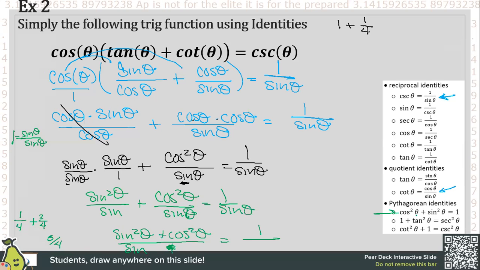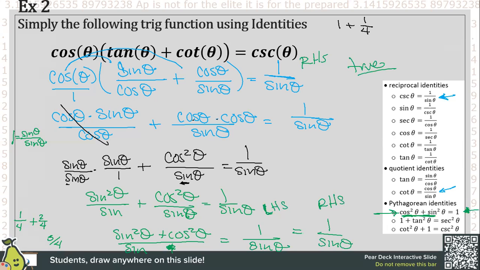Look at this right here. Which one of these Pythagorean identities does this remind you of? Well, sine squared plus cosine squared is 1, so that's why I'm going to substitute 1 over sine as my left hand side, and my right hand side is 1 over sine of theta. So this one is indeed true.